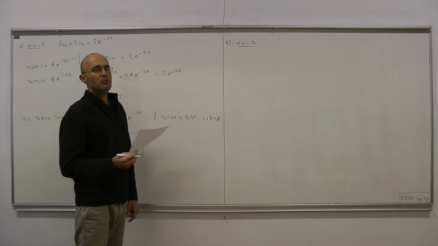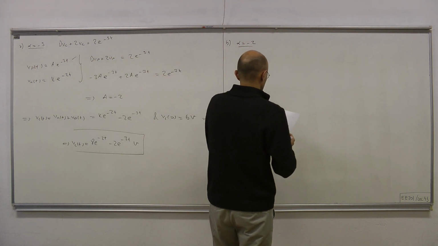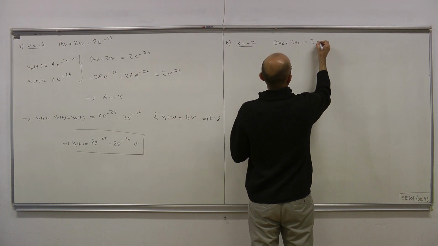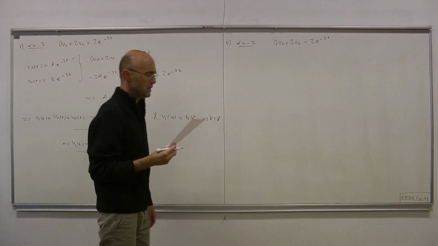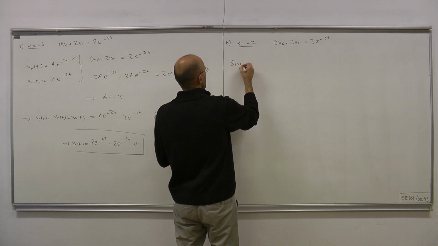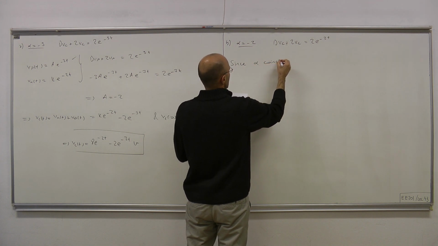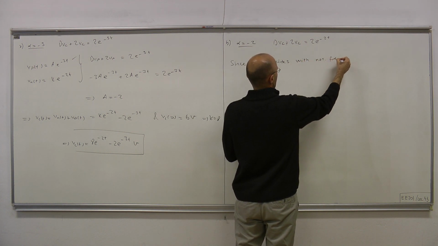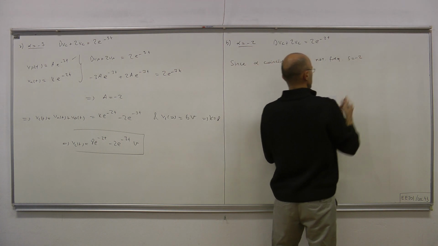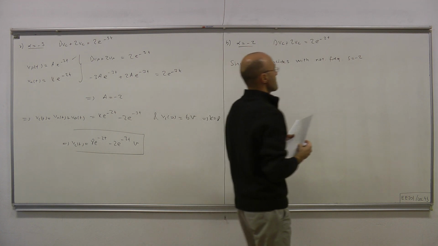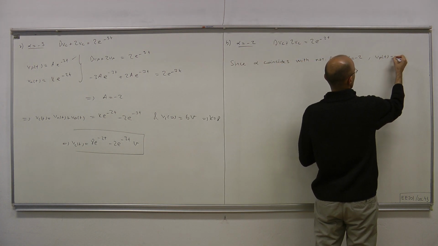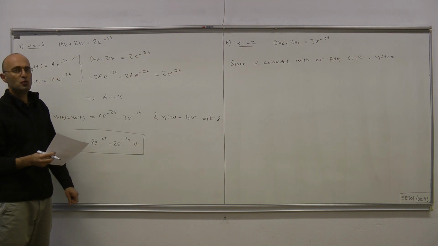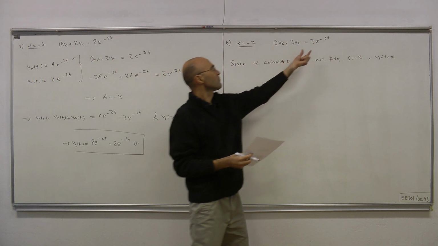Now the input is e to the minus 2t volts. The differential equation is dv plus 2v equals 2e to the minus 2t, and since alpha coincides with the natural frequency at s equals minus 2, the particular solution cannot be a times e to the minus 2t. It cannot have the direct form of the right hand side.